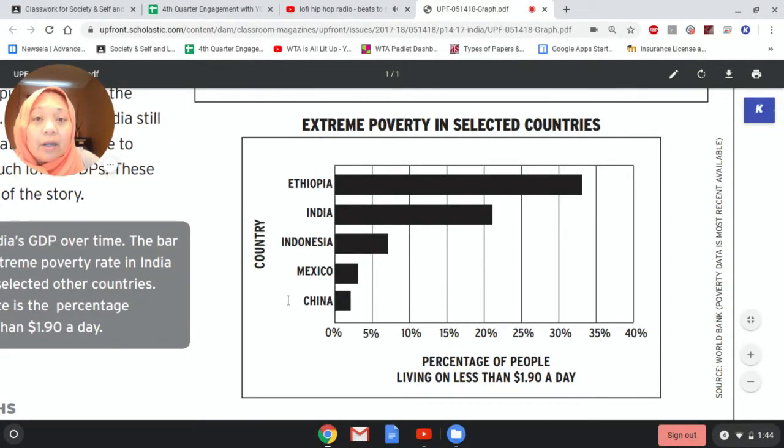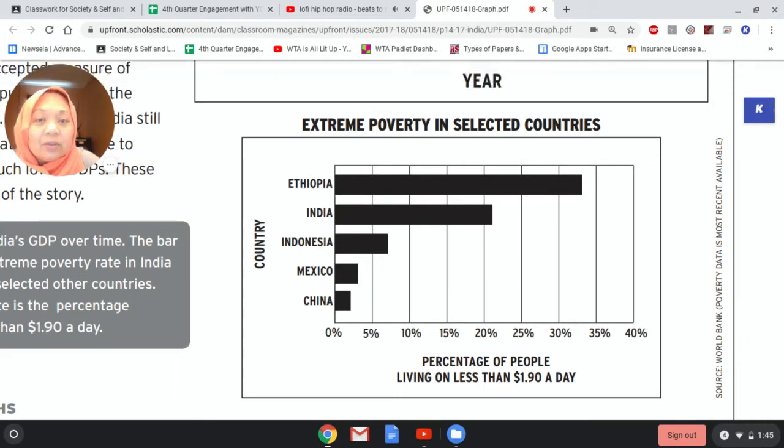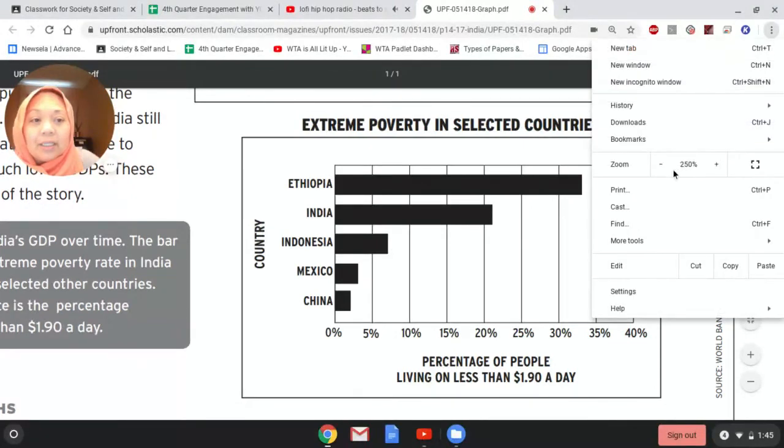Now, I just want to make a note that out of all of these countries that they mentioned, none of them are Western countries. Western means none of them are in Europe, in Canada, or in North America. So Ethiopia is in Africa, India is in Asia, Indonesia is in Asia, Mexico is in Latin America, and China is in Asia. I'm surprised to even see China here, but given that there are so many people in China, I guess it makes sense.